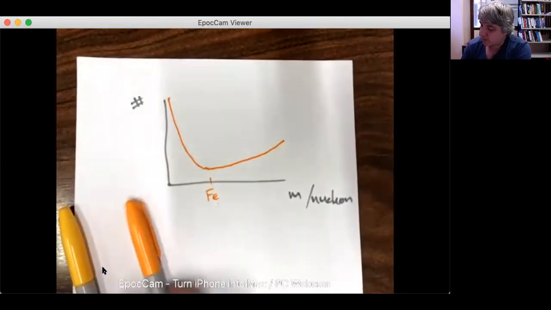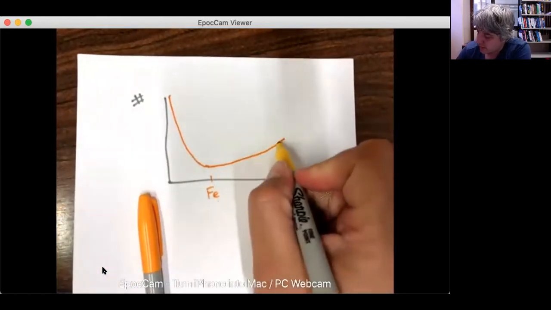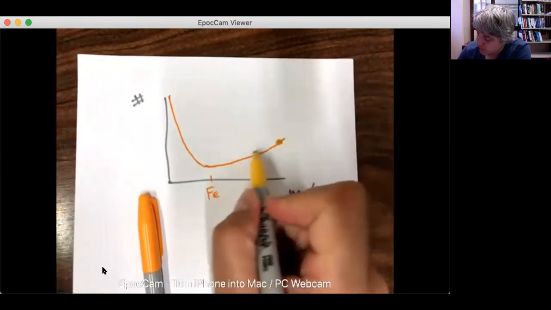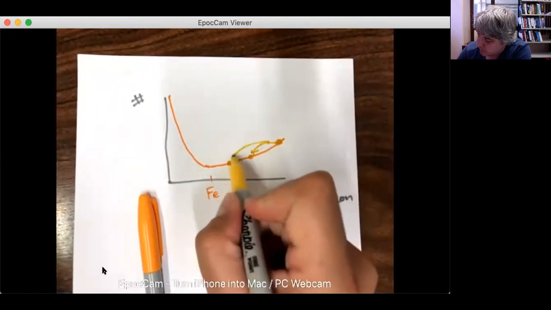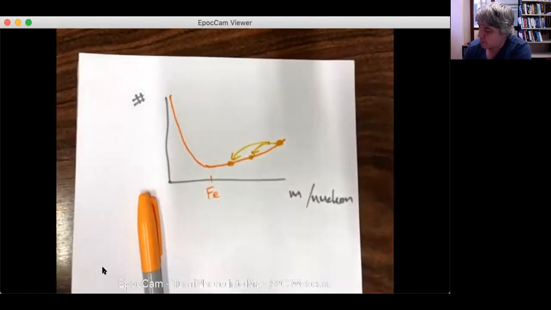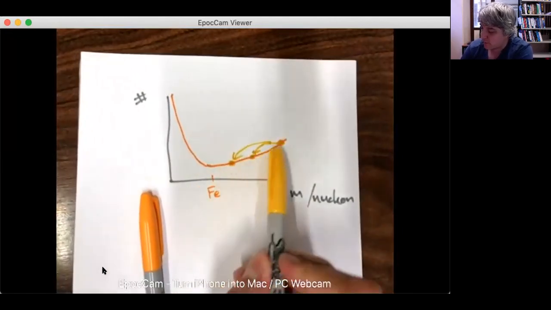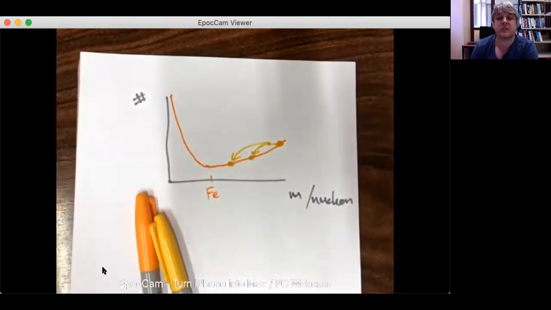And if you've taken uranium, which is up here somewhere, and you split it into two particles which are down here somewhere, then you've got a lot less mass per nucleon for both of them, which means overall you've lost a whole bunch of mass. And where does that mass go? It goes into energy, E equals mc squared.